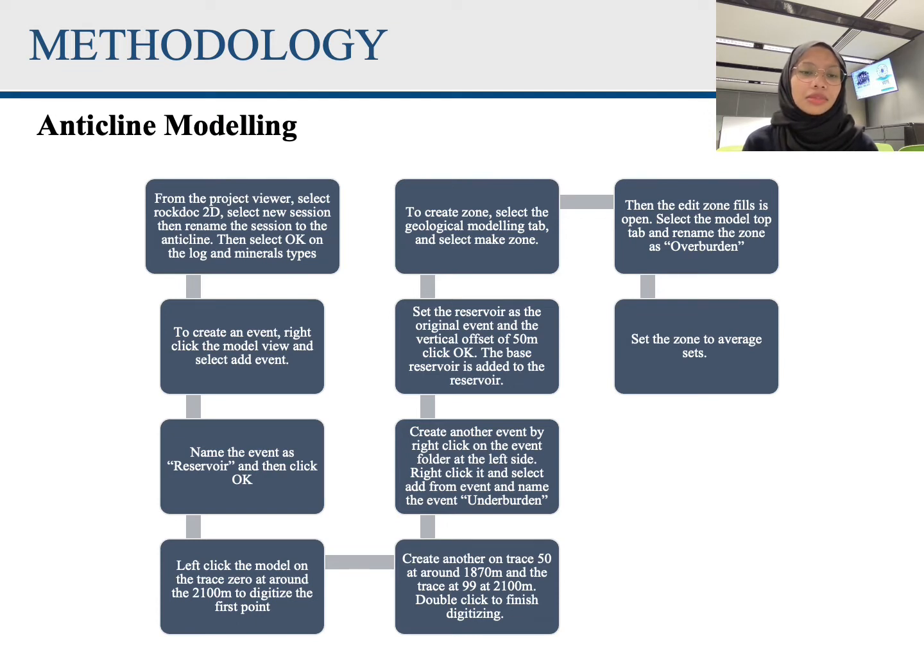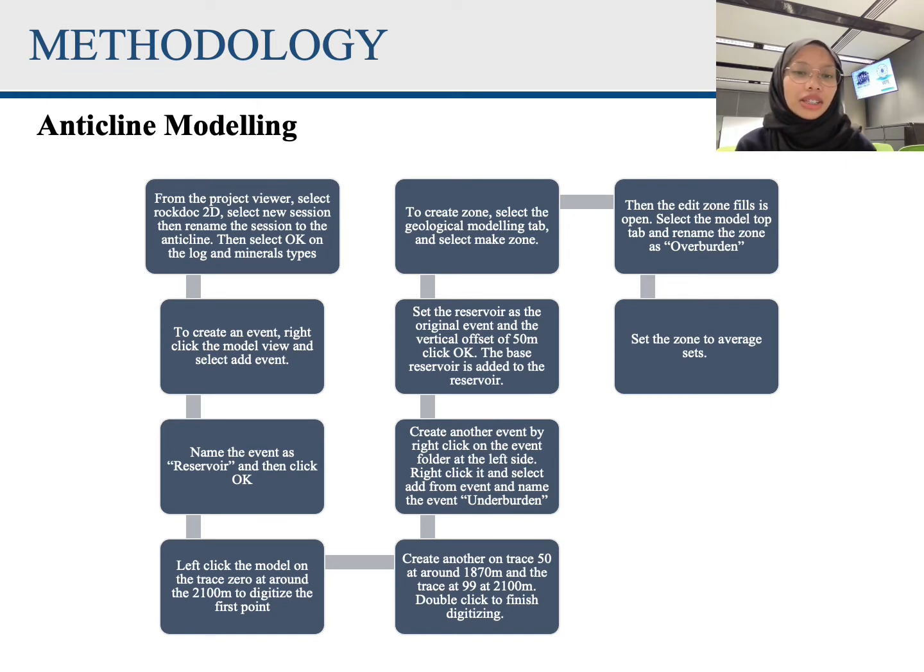And then left-click the model on the trace 0 at around 2100 meter to digitize the first point. Create another on trace 50 at around 1870 meter and the trace at 99 at 2100 meter. Then double-click to finish digitizing.